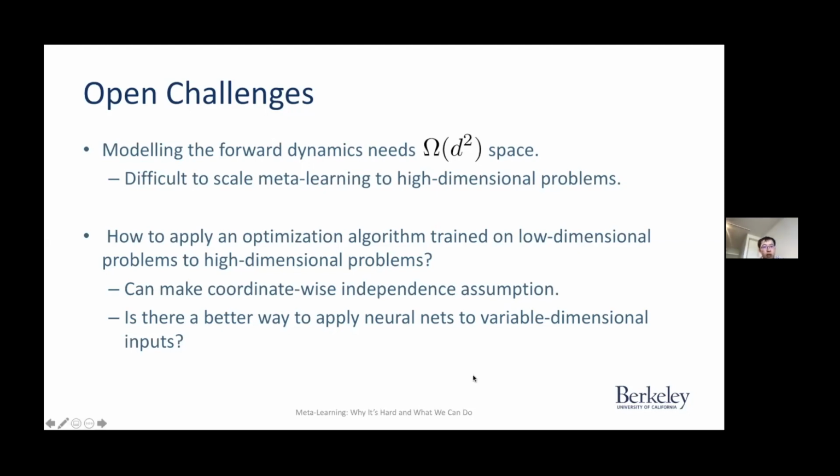So a question is basically, is there a better way to actually use neural nets to train on, let's say, low dimensional inputs and then apply that to high dimensional inputs? What's the right modeling assumption that you want to make there, that's both going to allow the different coordinates to essentially interact, but then also allow you to apply them to variable dimensional inputs? Yeah, so that's basically that. Any questions?